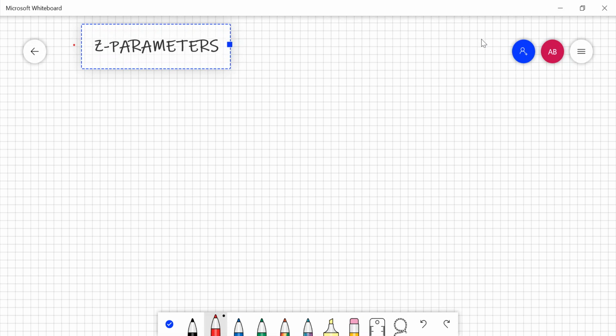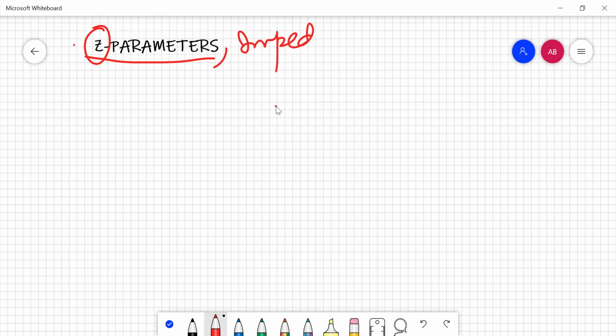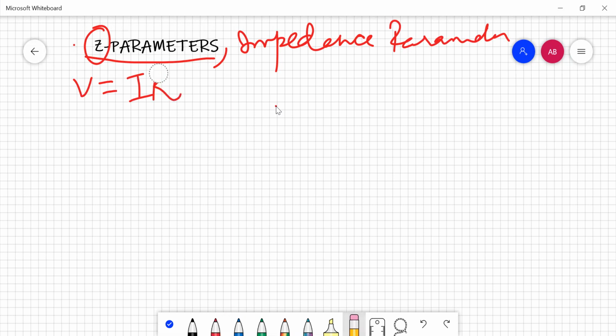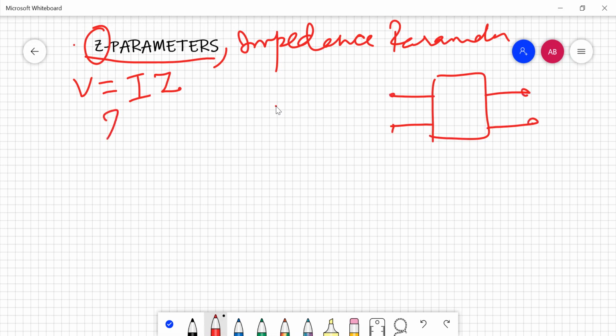As you all know, when we define the impedance, this is also called the impedance parameter, so I am also going to write the name here as impedance parameter. You all know Ohm's law. Ohm's law is defined as V equals IR. If I replace my R with a Z, I get a Z over here. Now the parameters that we write in Z form are defined as V upon I, and the units will be ohms for all of these parameters.